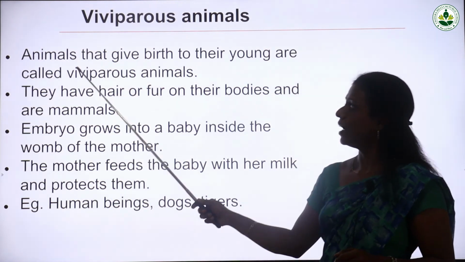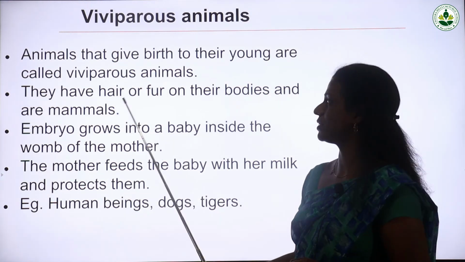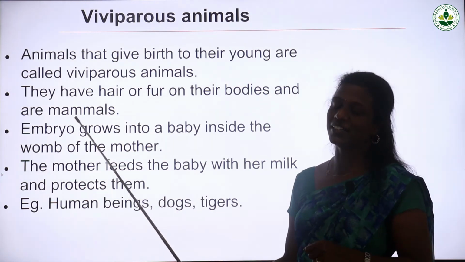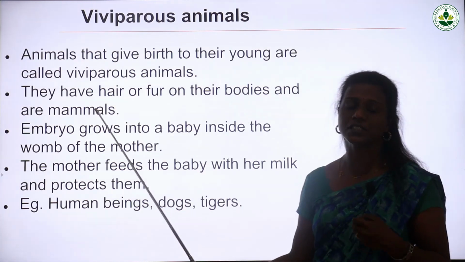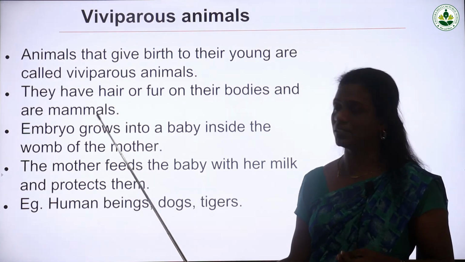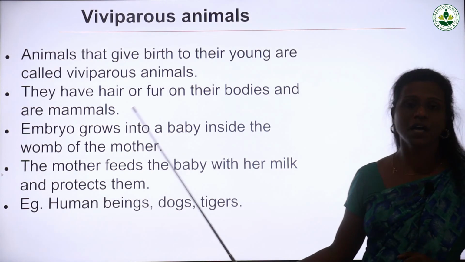So now we can check. Animals that give birth to their young are called viviparous animals. So we can check the specialities. They have hair or fur on their bodies and are mammals. Mammals means they are giving milk to their babies.